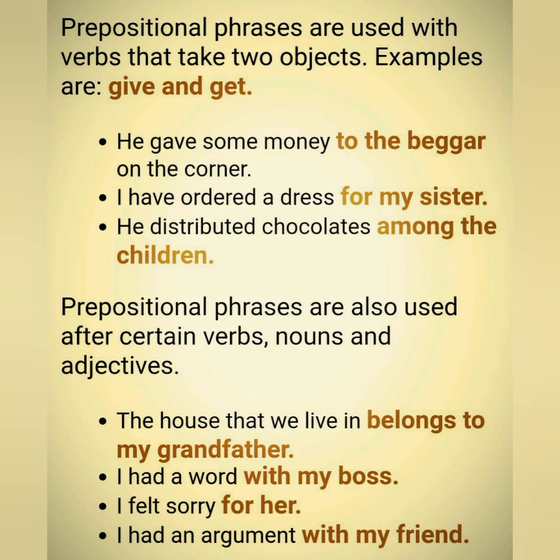Here, belongs to my grandfather. That belongs to the verb live. With my boss, here it belongs to the word. Next, I felt sorry for her. Sorry is the adjective. For her is the prepositional phrase. I had an argument. Argument is a noun. With my friend, that is the prepositional phrase.